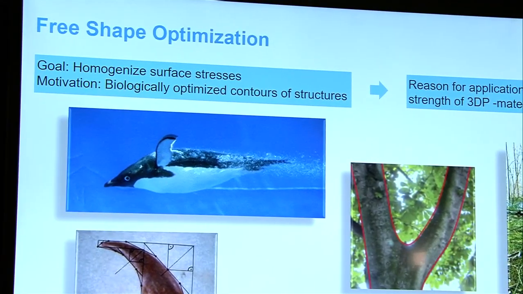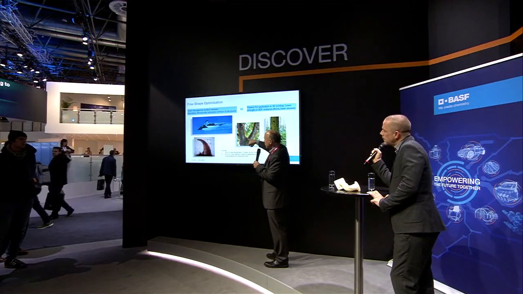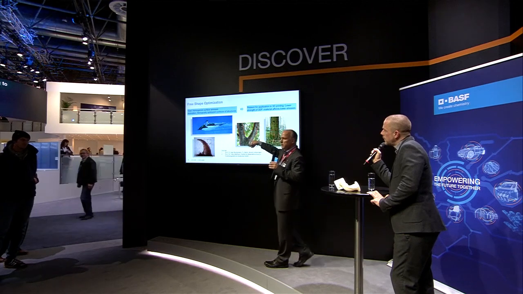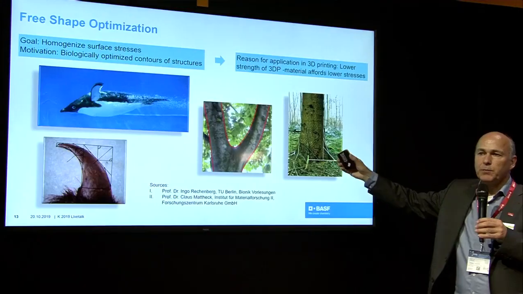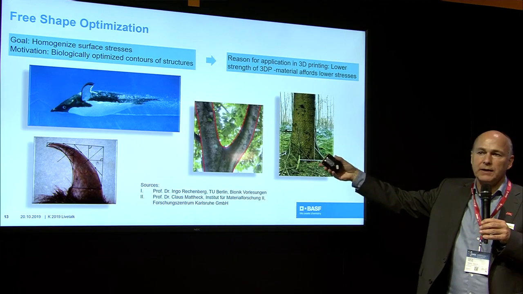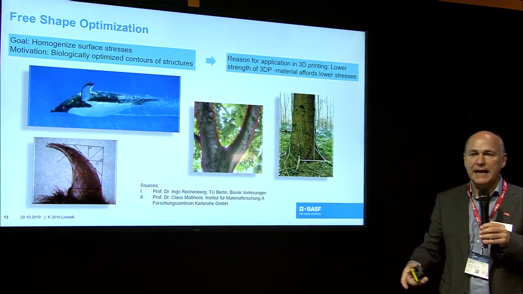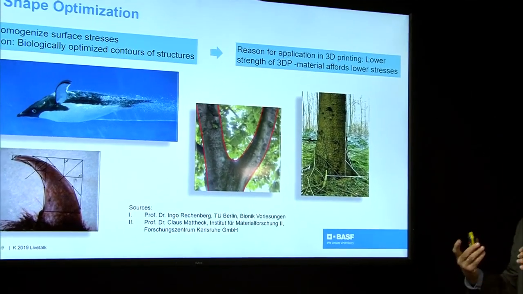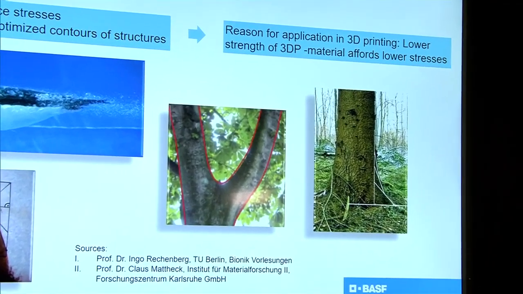If you look at the design of such a tree branch bifurcation, this is the optimum thing you can do. Once you have understood that, you can put that in the computer and let your part grow like a tree would grow in order to give that optimum structure.